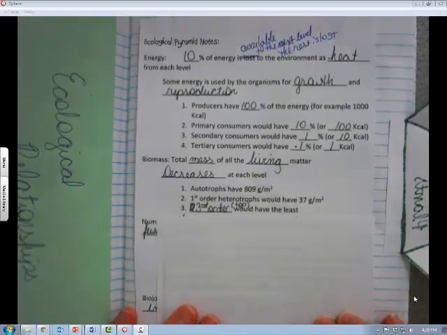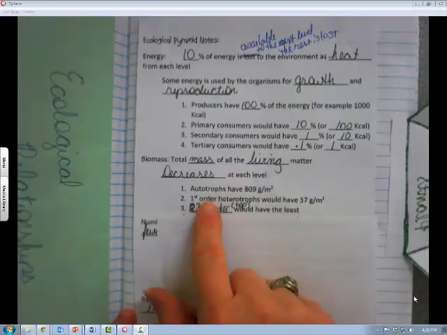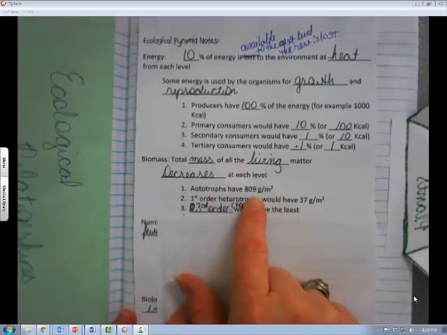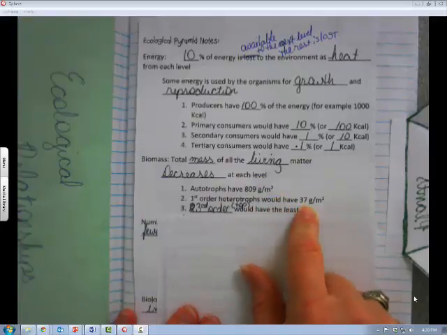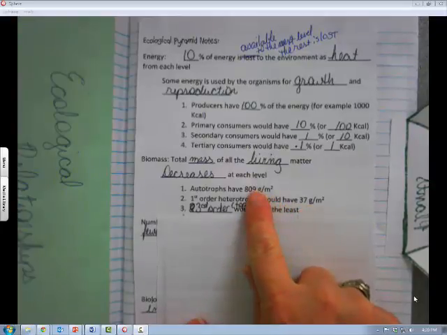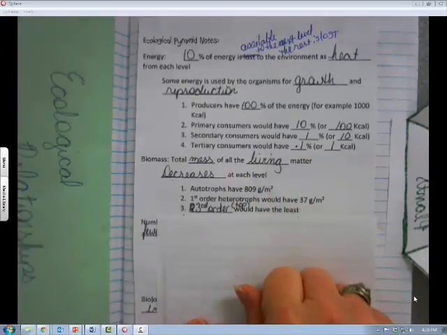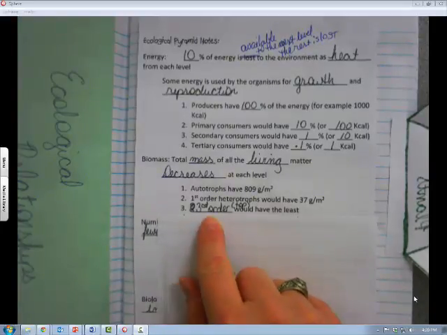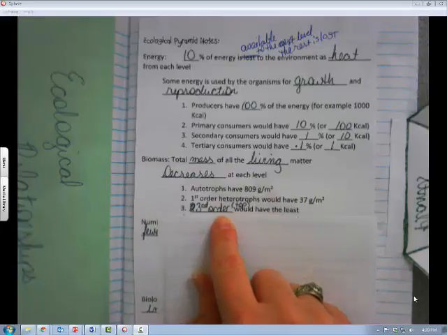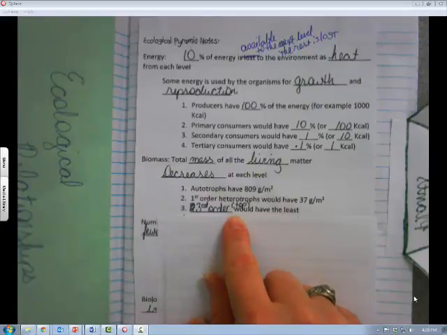So these are just an example, again, numbers I picked out. If you had 809 grams of autotrophs in a square meter, that could only sustain about 37 grams of heterotrophs. Think about the difference there. And some heterotrophs are really large, which is why they have to eat so much. And then the higher level consumers, those actually have to consume a lot. And this is why we don't have a lot of really high level consumers. They just don't have enough organisms below them to support that population.